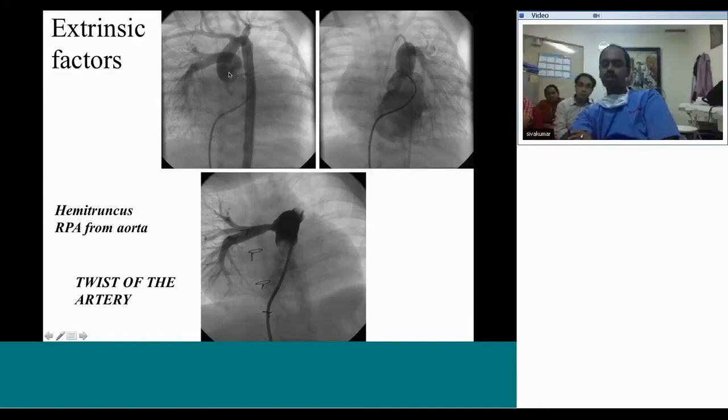Twist. What is a twist? Ascending aorta, RPA arises from the ascending aorta.